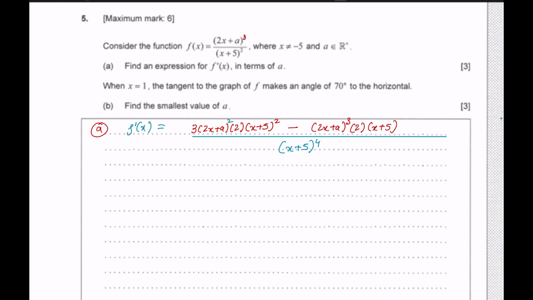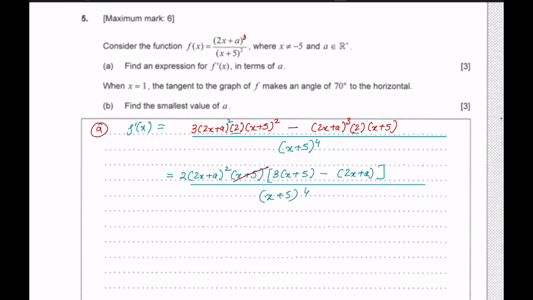This is my situation till now. So I try to take everything common outside. I can take 2x plus a whole squared common, right? And I can also take an x plus 5 common. When I take these two terms common, I can also take this 2 common. It's the same on both sides. I'll get 3 times x plus 5 minus 2x plus a, over x plus 5 to the power of 4.